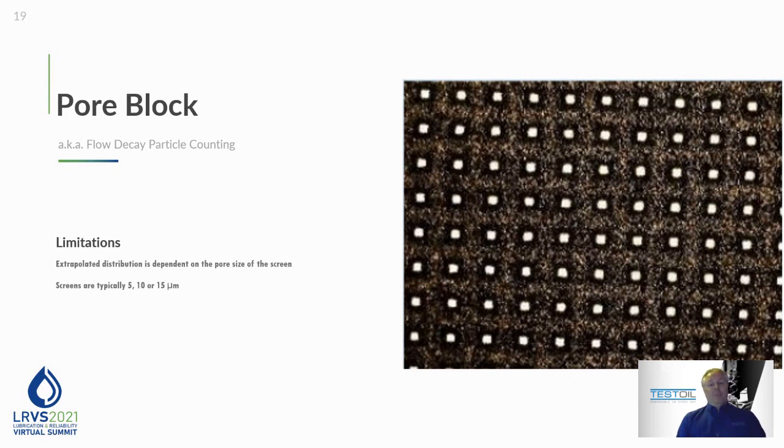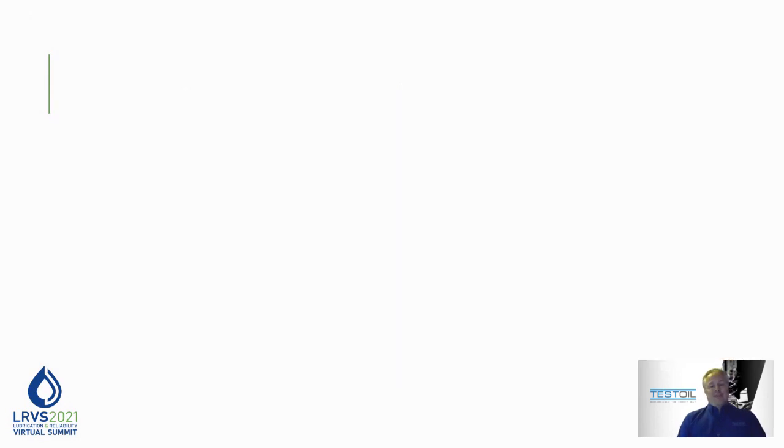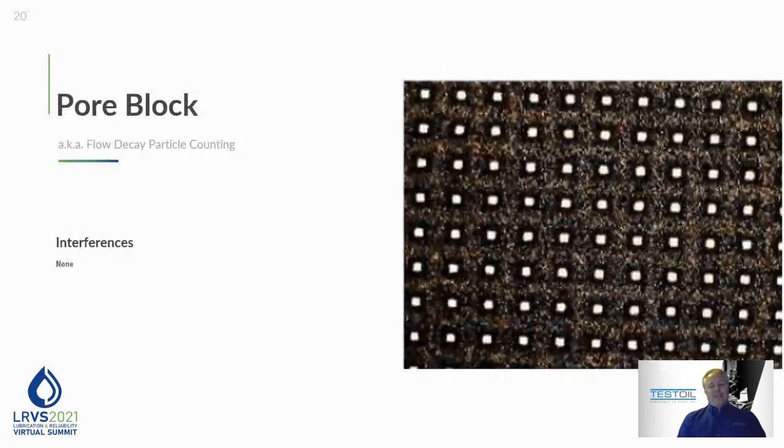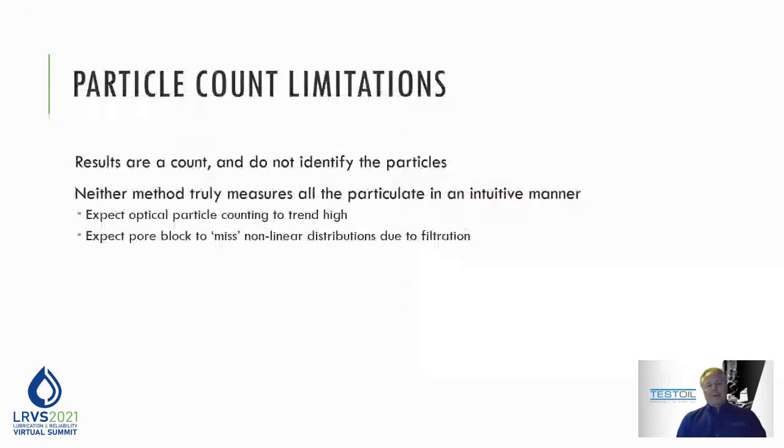But what does this test have for interferences? Here's the best part. None. It doesn't care about air bubbles, soft varnish particles, or water. So to wrap this up here about particle counting, the big takeaway with this is, what are the limitations to a particle count? Well, it's really just a count, right? That's why it's called particle count. It didn't identify those particles in any way as to whether or not they were actually a wear metal, damage, or a contaminant leading to damage.